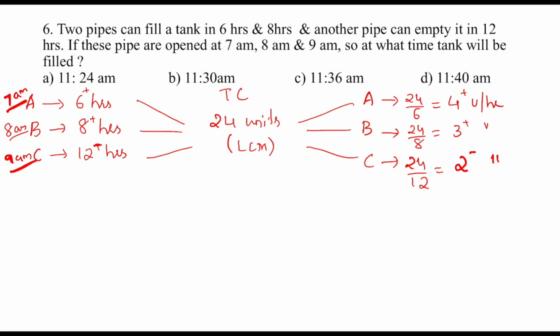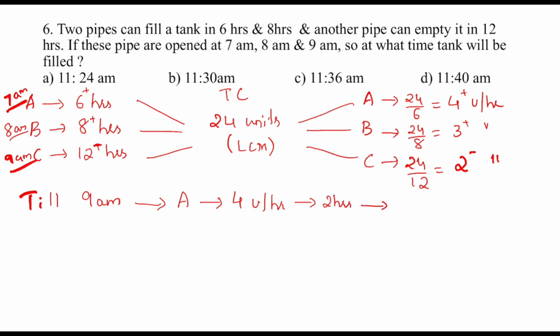Okay. Now if we have to calculate the time at which all three will fill the tank, first let us start with the last time, that is 9 am. Till 9 am, what work is done by A and B? We will see that. Till 9 am, A has filled how much of the tank? It will fill 4 units in 1 hour. Till 9 am it has worked for 2 hours, isn't it?